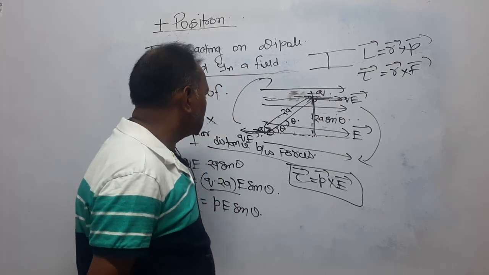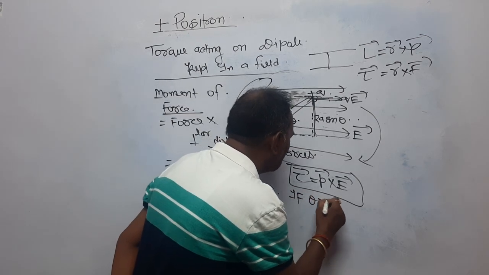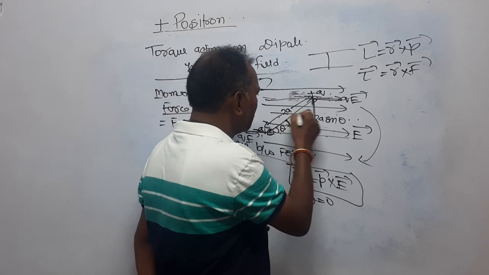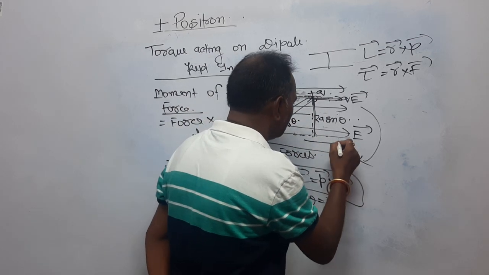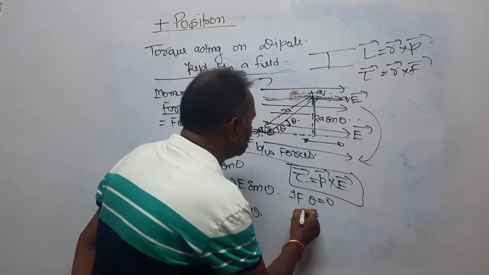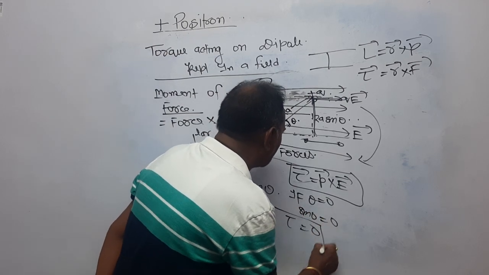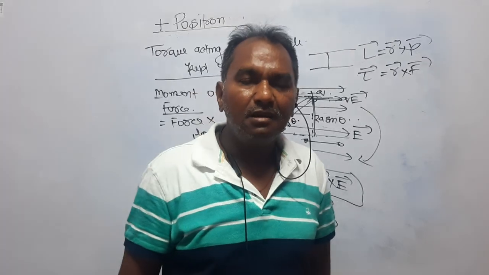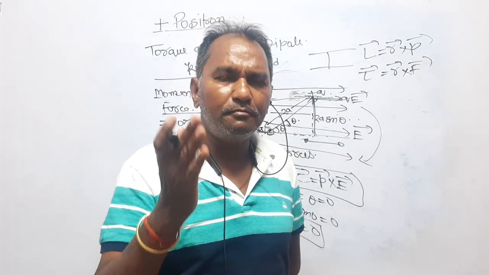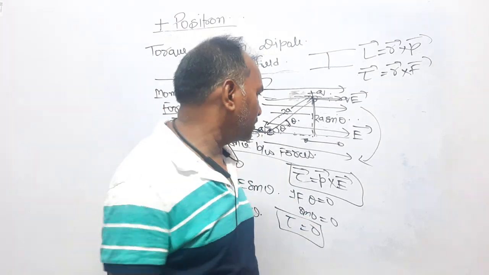Now dear students, look here. If theta equals 0, this angle is 0. It means the dipole becomes like this, or the dipole becomes like this. In that case, sine 0 is 0, and so tau is equal to 0. It means if a dipole is kept along the direction of the field, there is no torque acting on it.